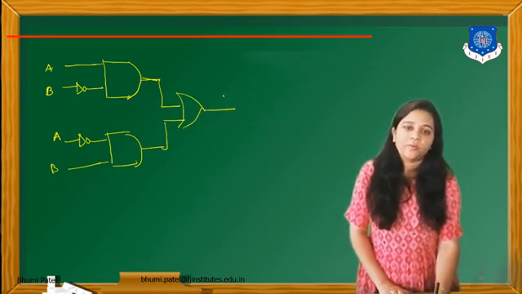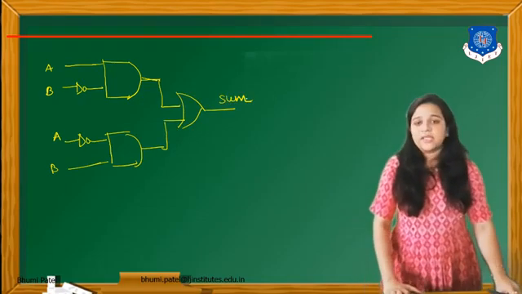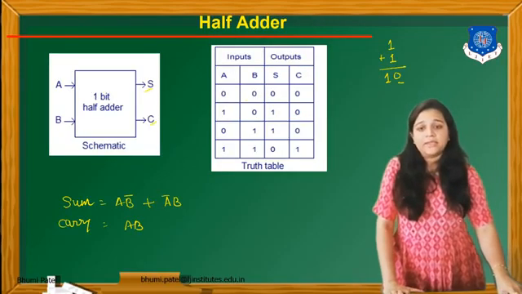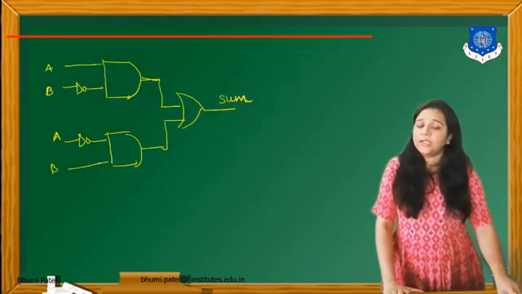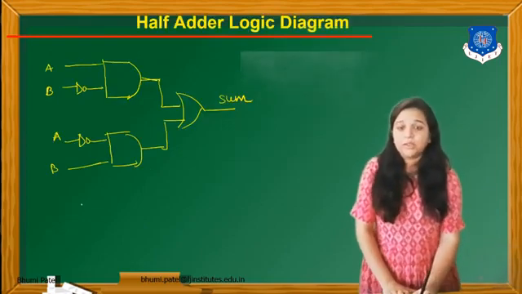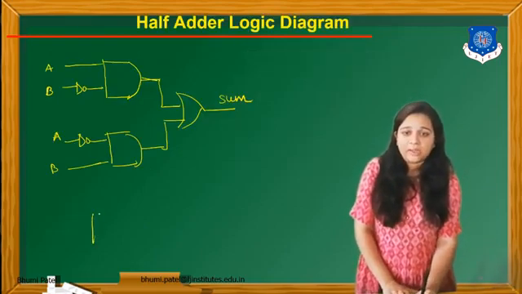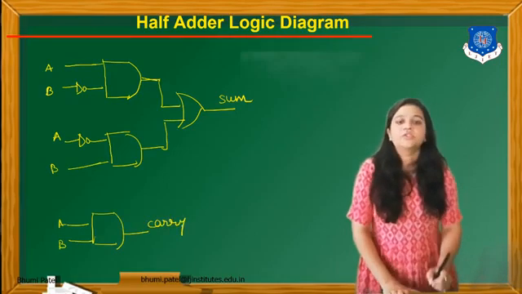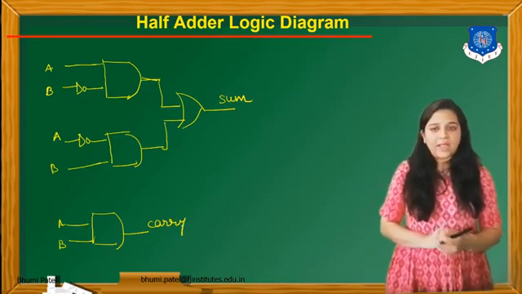This is my output for this sum. Okay, same thing for the carry. So the equation for the carry is equal to only A into B. So we can draw here A into B, that means AND gate, and the input of the AND gate is A and B, and we can get the output carry. So this is the half adder logic diagram.